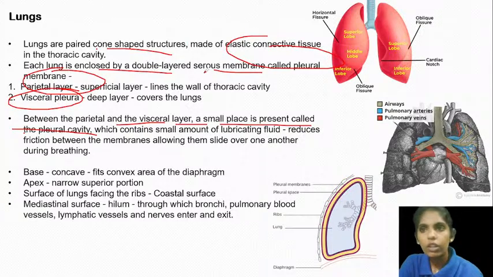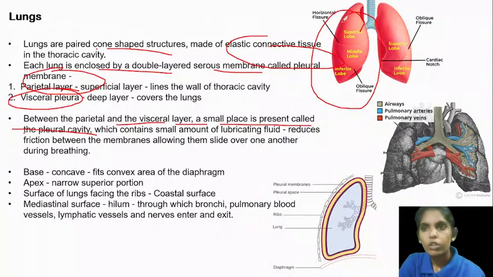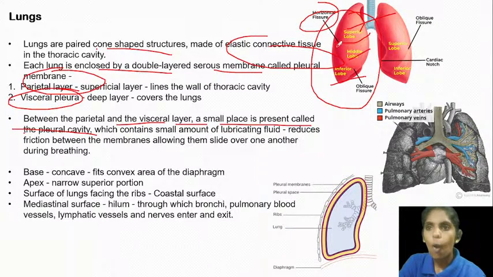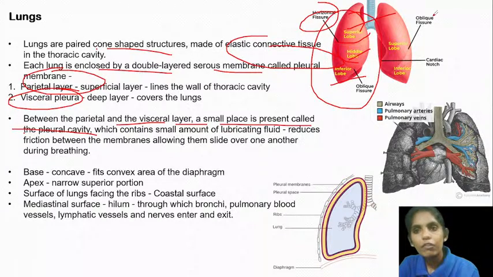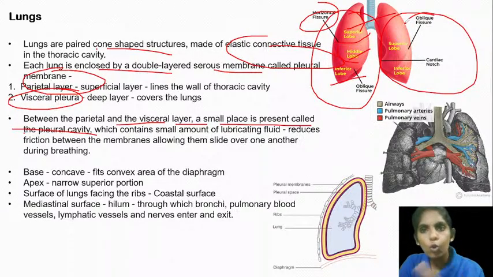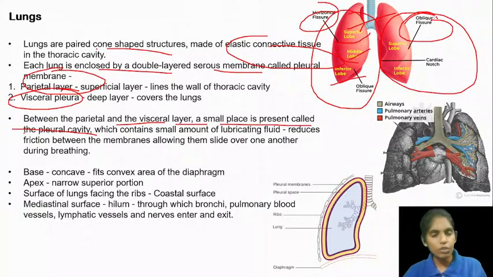And the lungs, the right and the left lung. The right lung is divided into three lobes: the superior lobe, middle lobe, and the inferior lobe. And these three lobes are divided by two fissures. One is the horizontal fissure, and this is the oblique fissure. So the horizontal fissure and the oblique fissure divide the right lung into three lobes, whereas the left lung is divided into two lobes by the oblique fissure. The right lung has three lobes and the left lung has two lobes.